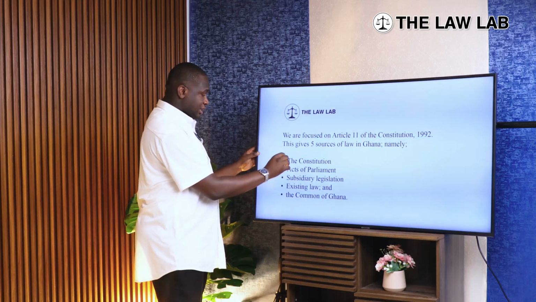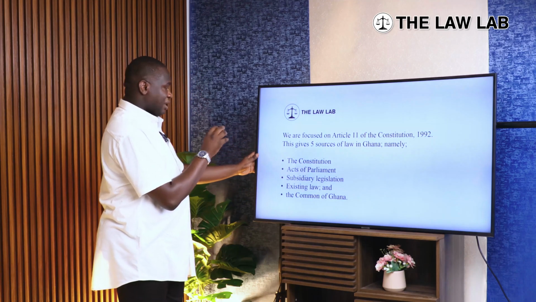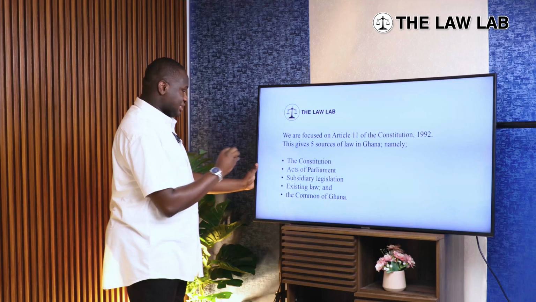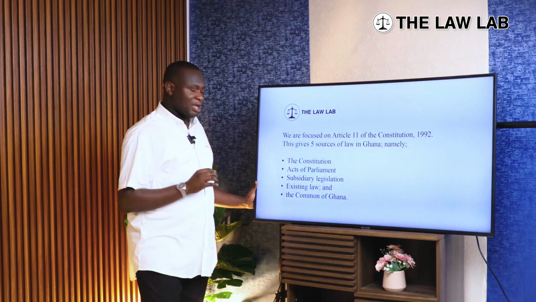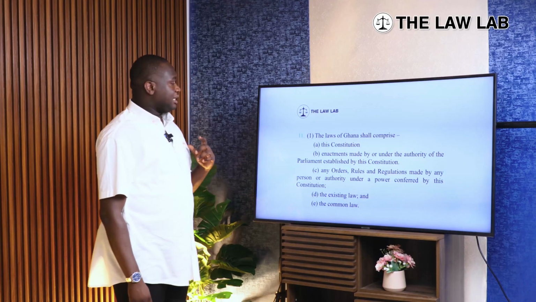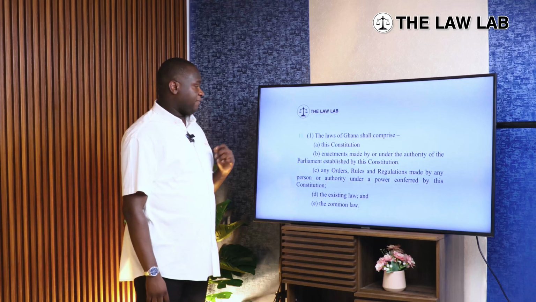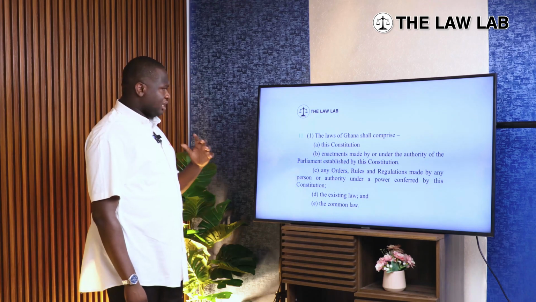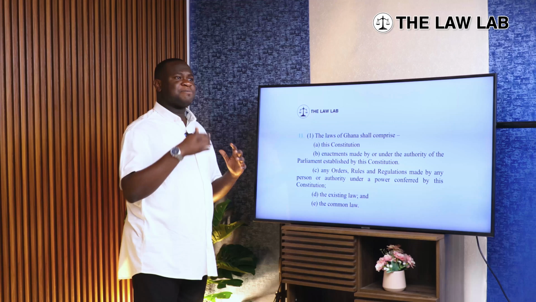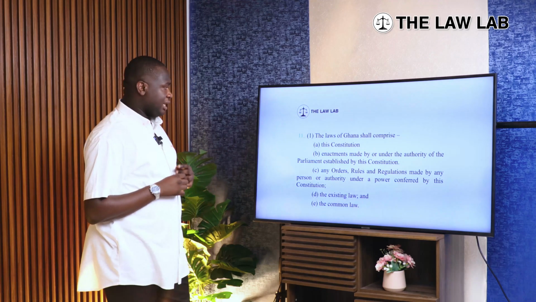One, we have the Constitution, we have the Act of Parliament, we have subsidiary legislation, we have existing law, and the common law of Ghana. I'm sure you are surprised with the common law of Ghana because when you pick Article 11.1 of the Constitution 1992, you get to see that paragraph E would only write common law. But I say it is the common law of Ghana, and I'll prove to you why. So you have on the screen Article 11 of the Constitution 1992. I'll take my time to read through with you and explain why these are the sources of law in Ghana.